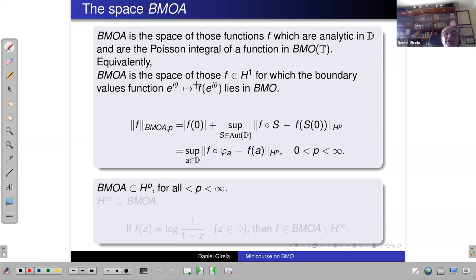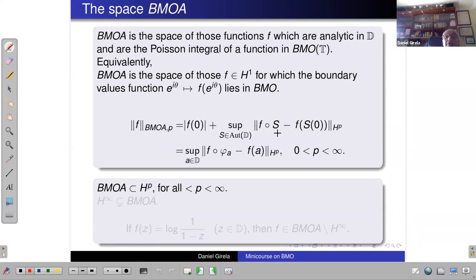If we take a function in BMOA, the norm that we defined before was the mean of the function F over the circle, but the mean of this function of the boundary values is the value of F at zero. So this is the definition of the p-BMO norm of F. So BMOA is the space of the functions F in H1 so that the boundary values are in BMO, and these are norms for p bigger than one, which are equivalent norms in the space BMO.